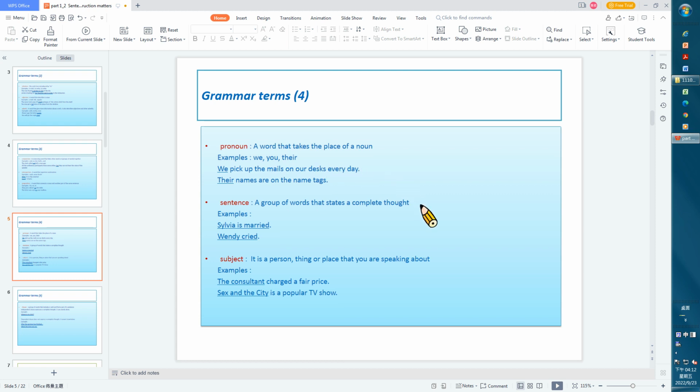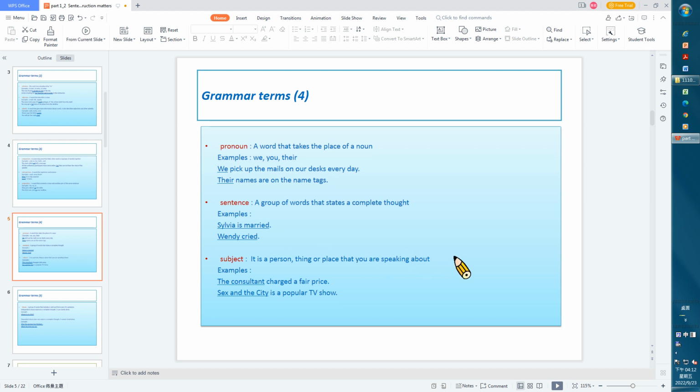Number 11, sentence. A sentence is a group of words that states a complete thought. For example, Sylvia is married. Wendy cried.